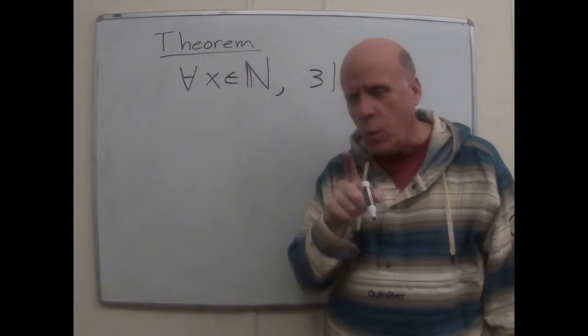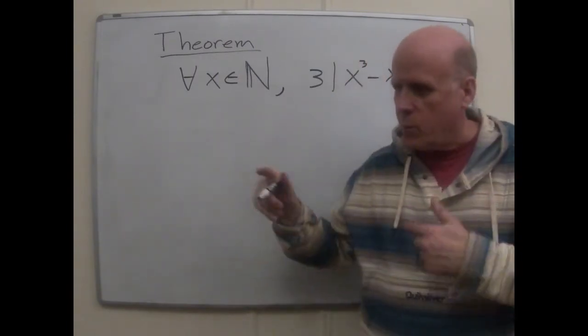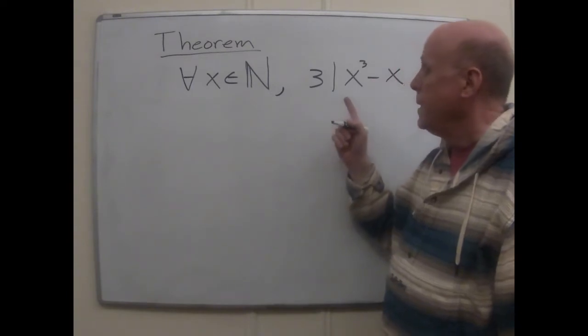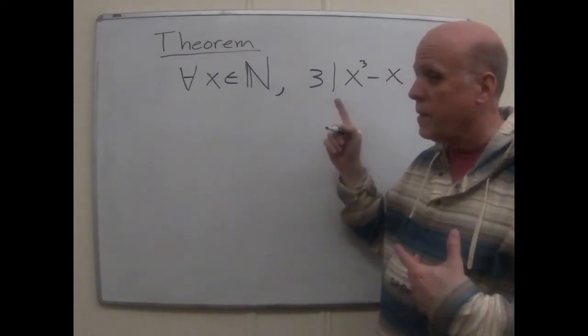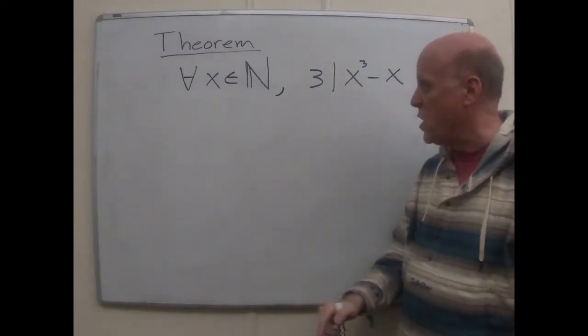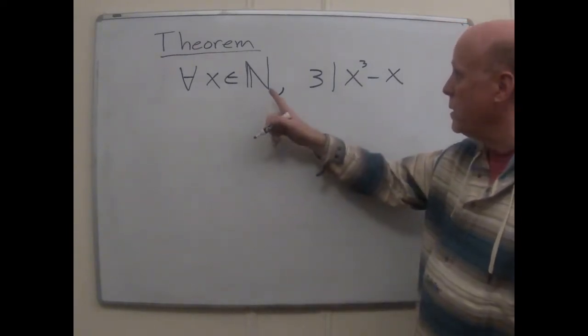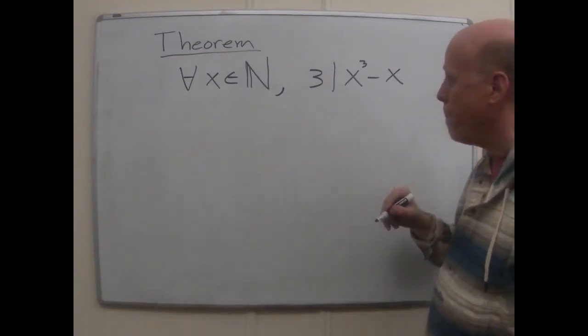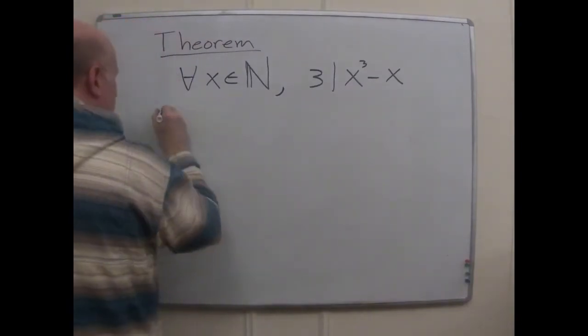I just misspoke a little bit, which I realized as I was walking from the desk down here to do the whiteboard scene. The thing I'm going to prove is not that general statement, but rather one instance of it. So I've written a particular instance of it: for all x in N, 3 is a divisor of x cubed minus x. So we'll prove this by induction.